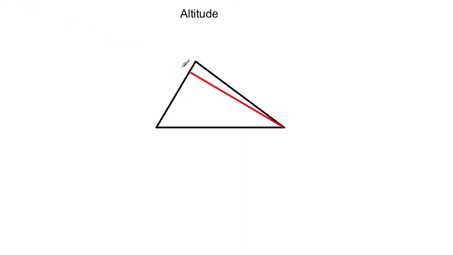Next up is an altitude. An altitude is just like a median in that it connects a side to the opposite vertex. However, it doesn't cut the side in half, but it is perpendicular. And so we have three altitudes inside of a triangle, and we call that the orthocenter. So three altitudes linked up, intersecting to make the orthocenter.